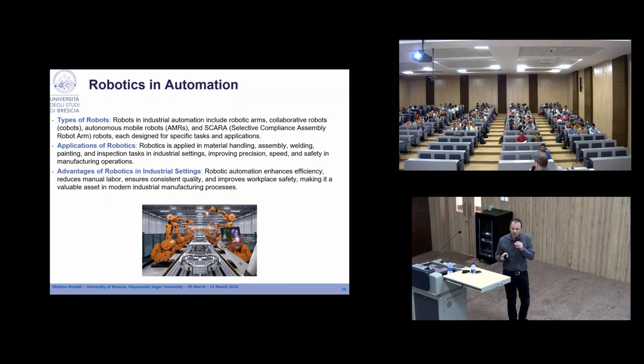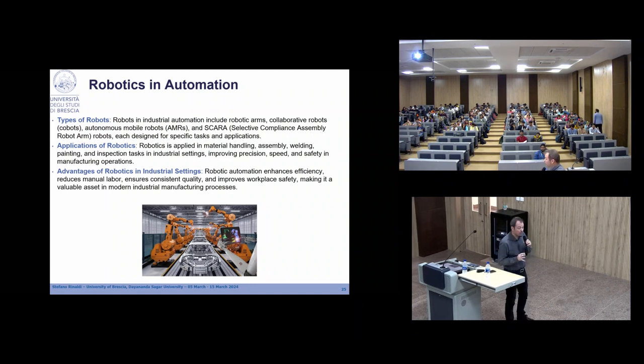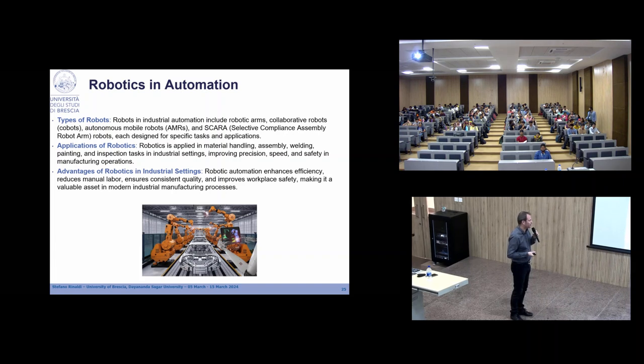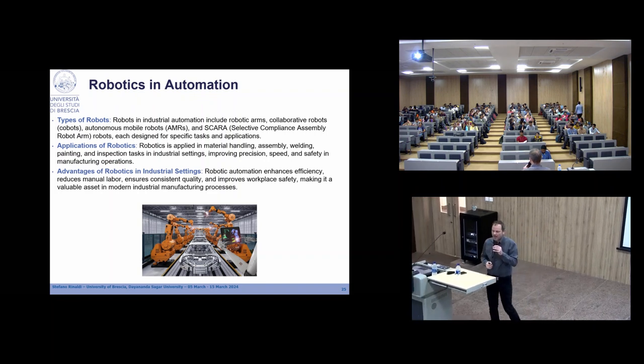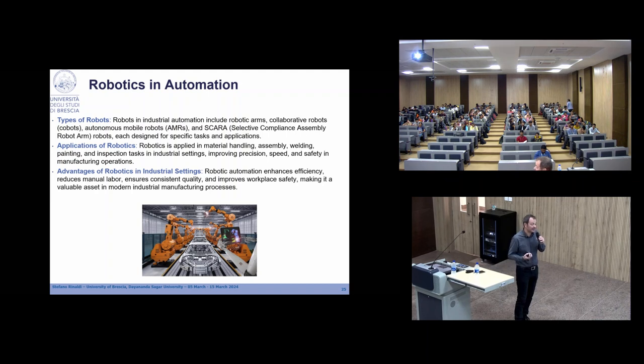Your question now could be, but in the picture I showed you before, I never speak about robots. What's the reason? Because a robot, from the industrial automation point of view, is viewed as a sort of machine, a tool machine. And generally, the robots and the integration of robots in the industrial plants are not an easy task.